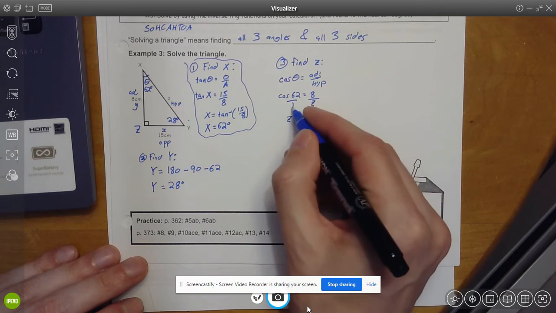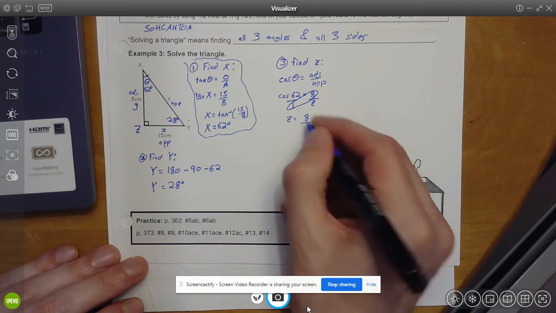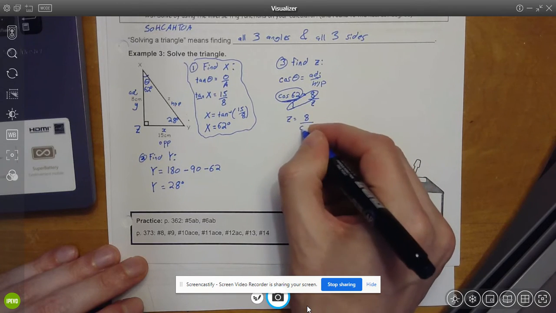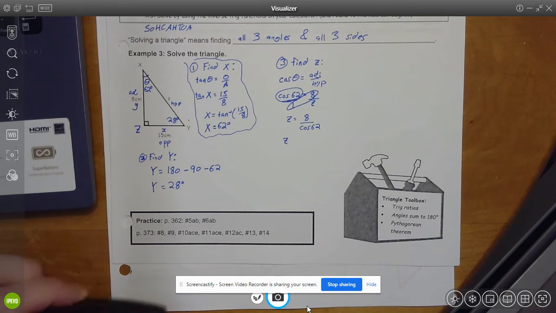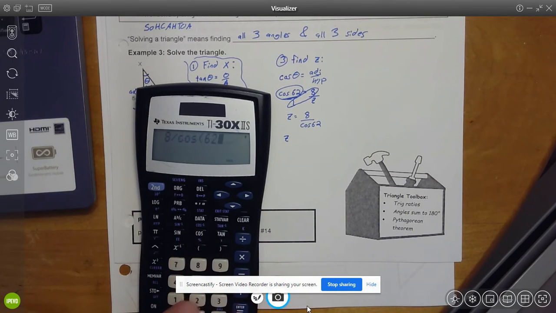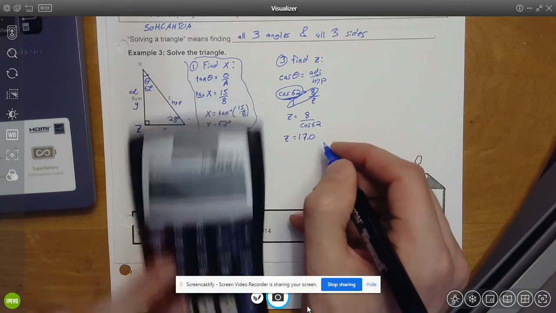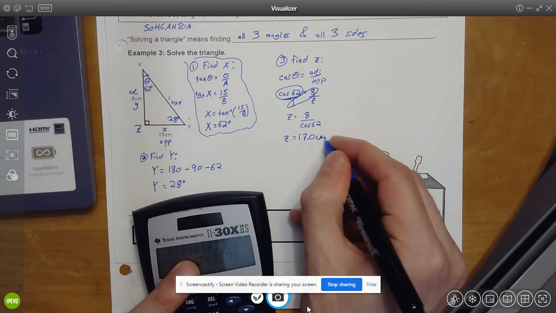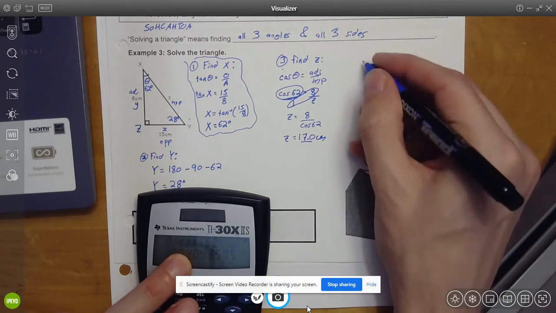I multiply the diagonal that doesn't include the z, so that's 8 times 1 is 8, and then divide it by the number left over, cos 62. So the length of z would be 8 divided by the cosine of 62. So z would equal 17.0, and the units are centimeters. So remember that we're rounding side lengths to usually 1 decimal place.